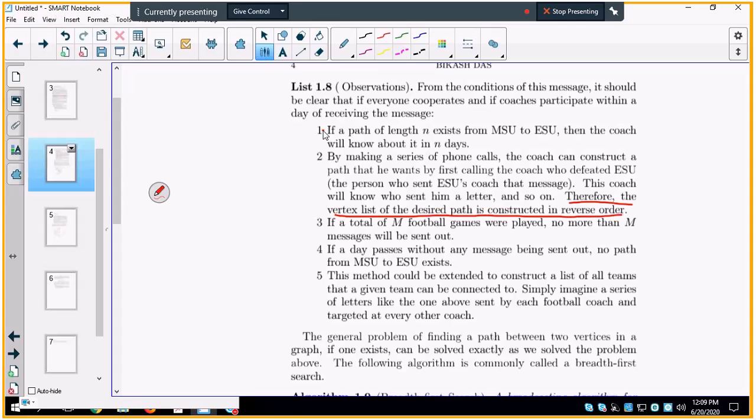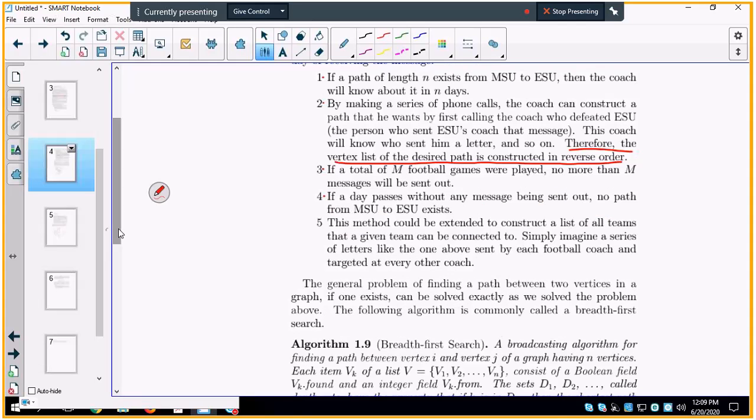The next thing to observe is that if a total of M football games were played, no more than M messages will be sent out. Also, because we're assuming that the coaches are following up on this within one day, if a day passes without any message being sent, then no path exists. If a day goes by and no message is sent, then we assume that that coach had already received the message, whoever the last person to get it was, and there are no more avenues to follow. So then we conclude that no path exists.